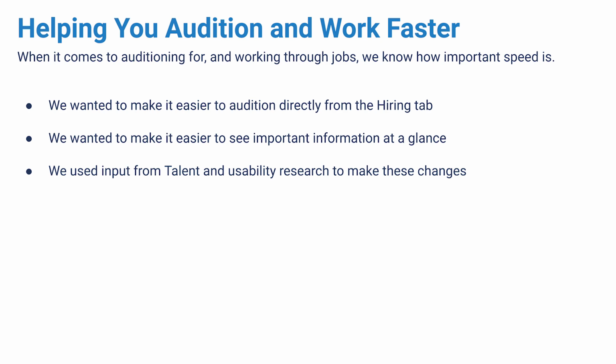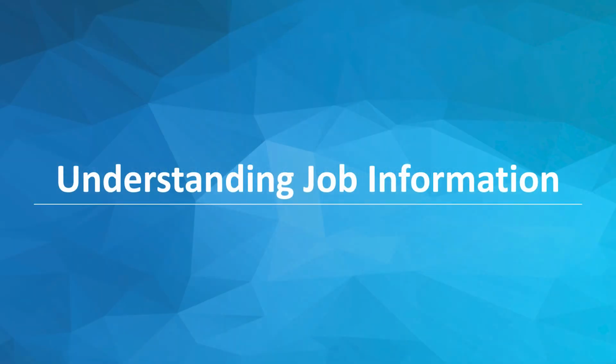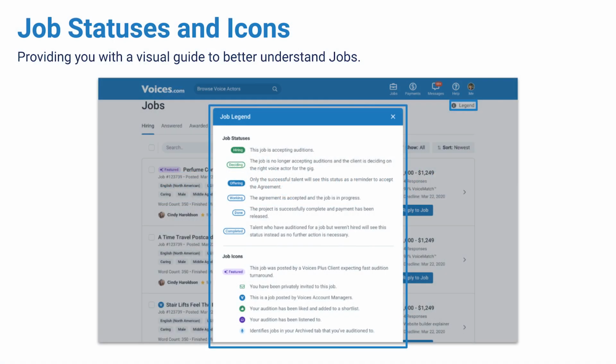So after we conducted our research and interviews, we used usability testing to then refine that research and ensure that they were intuitive and easy to understand. So I'm looking forward to taking you guys through those. All right, so understanding job information, which means that we're going to look at job statuses and icons, which provide you with a visual guide to better understand where a job is in the hiring process.